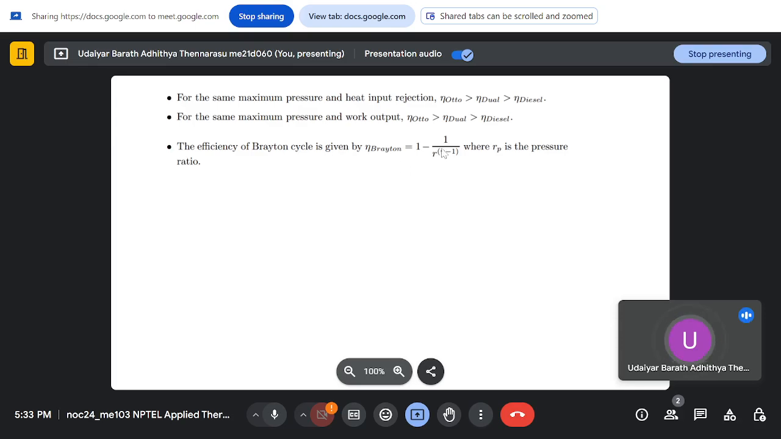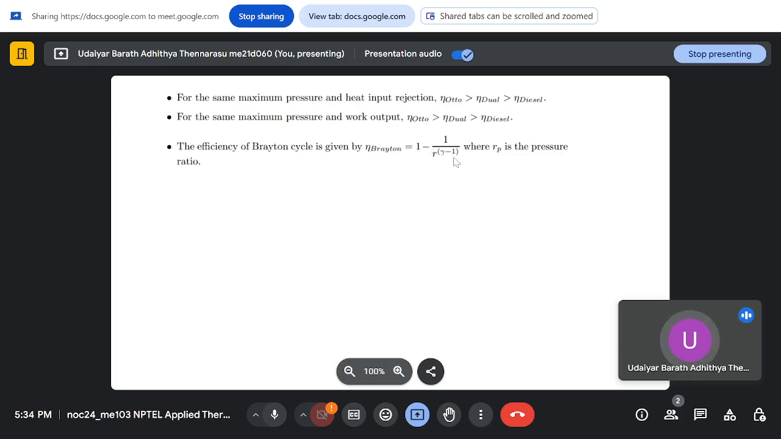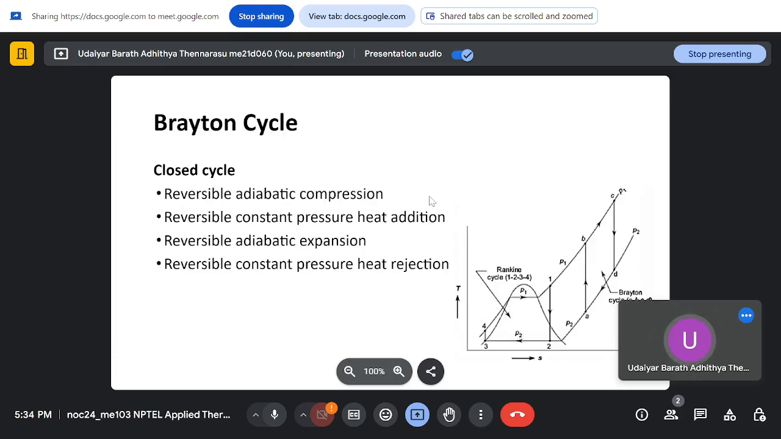And similarly, just like Otto, the efficiency of Brayton cycle is also the same. So 1 minus 1 by R raised to the power gamma minus 1, where R is the pressure ratio. So this is how the Brayton cycle looks.